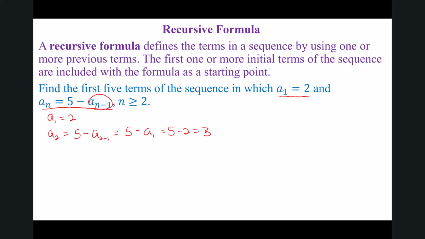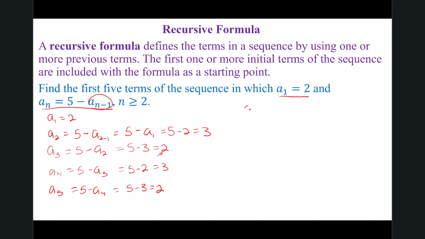So a sub 2 is 3. A sub 3 would be 5 minus a sub 2, which is 5 minus 3, or 2. And then a sub 4 would be 5 minus a sub 3, or 5 minus 2, so we get 3. And a sub 5 would be 5 minus a sub 4, which is 5 minus 3, or 2. So this sequence starts with 2 and goes 3, 2, 3, etc., and actually goes back and forth between 2 and 3. So this is what the recursive formula looks like.